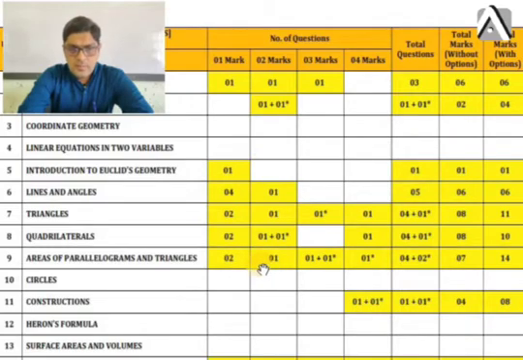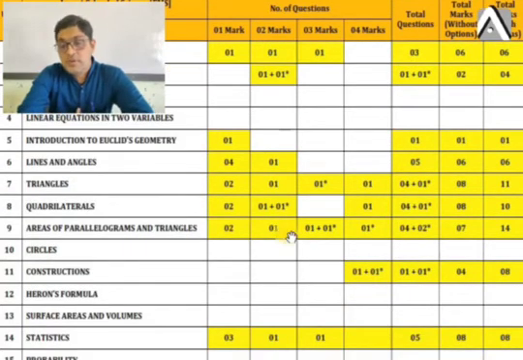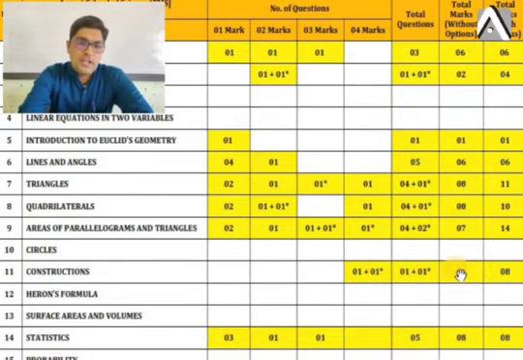Then we come to chapter number 11, Construction. There will be 2 constructions asked. One is optional, and you have to attempt one. If you want to attempt both, it is okay. Without option it contains 4 marks and with option 8 marks.